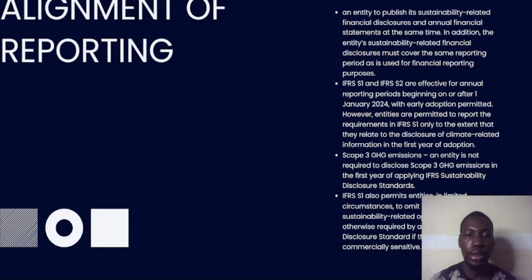So IFRS also permits entities in limited circumstances to omit information about sustainability-related opportunity that is otherwise required by an IFRS standard if that information is commercially sensitive. So if you have a trade secret that relates to sustainability-related opportunities, then you are entitled to not disclose them because they are commercially sensitive. So there are actually three requirements that an entity needs before deciding whether an information is commercially sensitive or not.